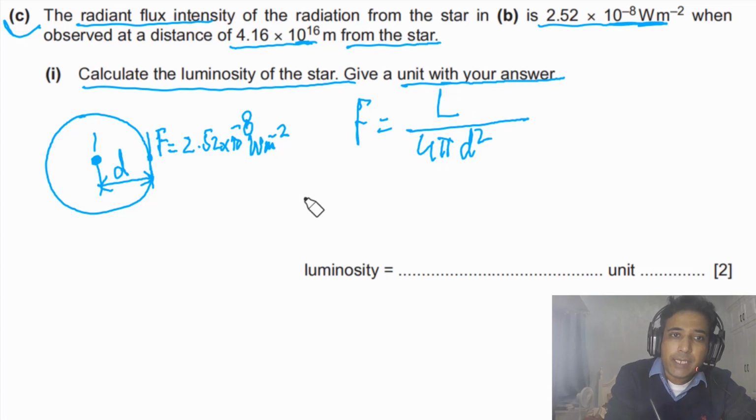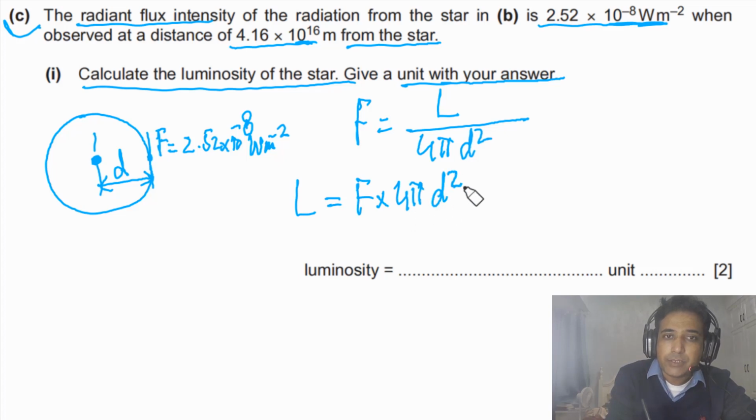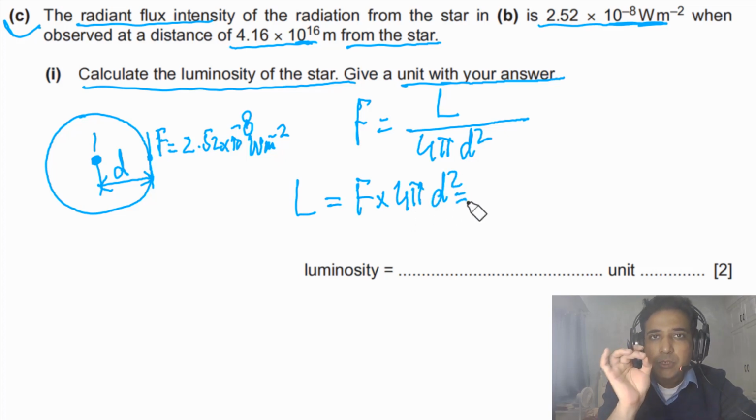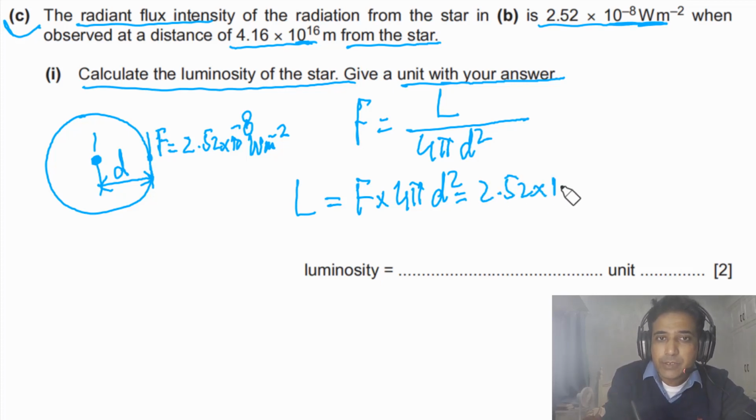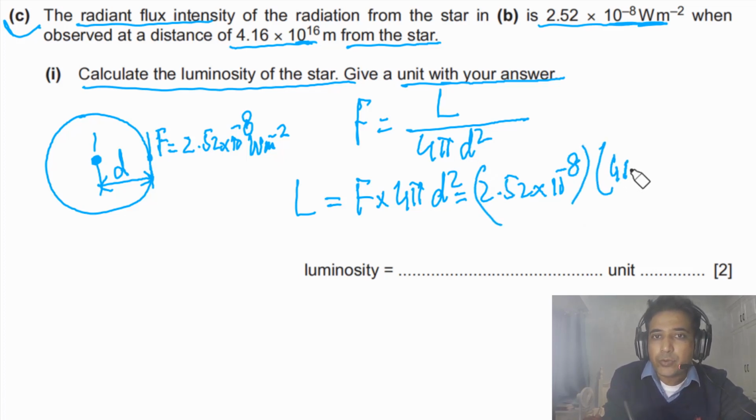We need to find out L in this case, so we can write down L is equal to F times 4 pi times d square. Now simply we need to plug in these values. We have value of F, that is equal to 2.52 times 10 to minus 8 multiplied by 4 pi times d square, and value of d is 4.16 times 10 to 16 meters, square of this value.